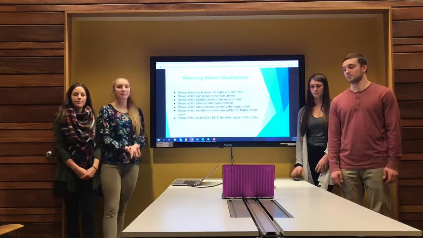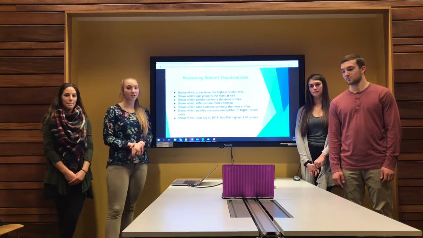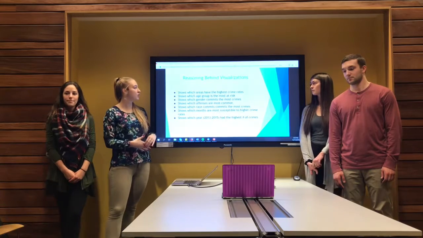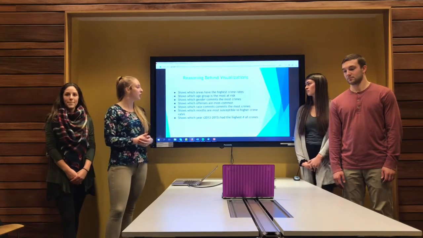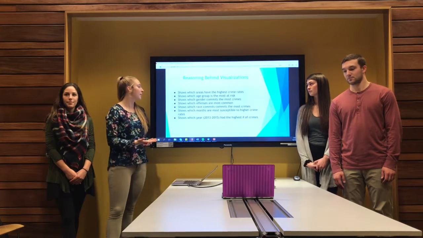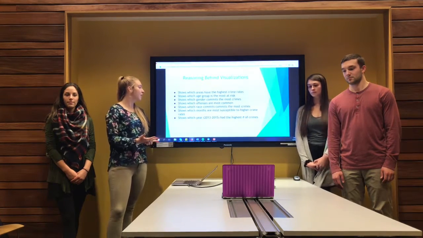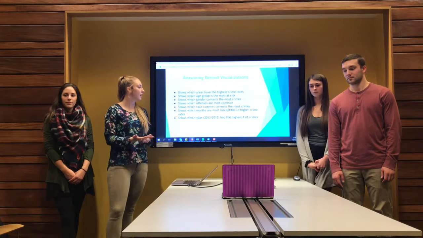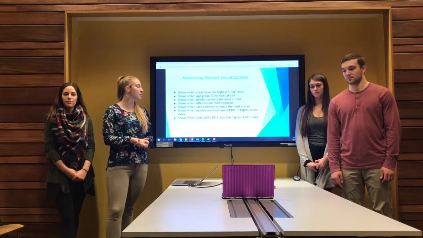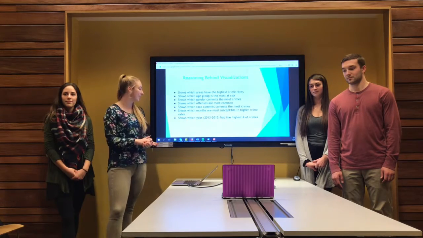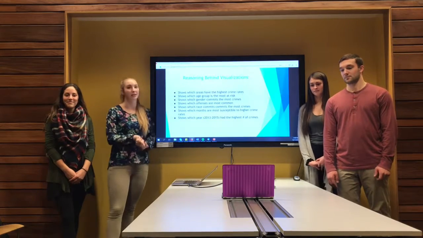So we also have reasoning behind our visualizations. It shows which areas have the highest crime rates. It shows also which age groups are most at risk for these crimes, and shows which gender commits the most crimes, as well as shows which offenses are the most common, and shows which race commits the most crimes, and which months are susceptible to higher crime rates. And it also shows which years through 2013 and 2015 have the highest crimes.